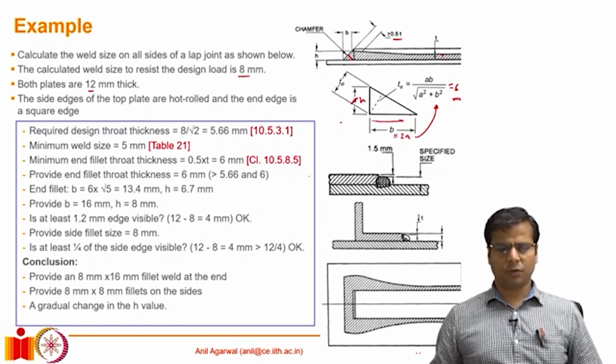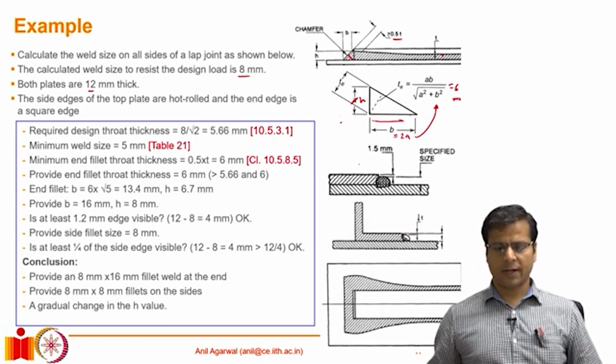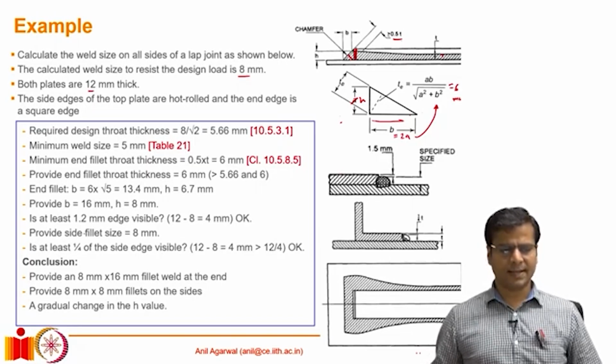Now we need to make sure that the other requirement, of the edge thickness being visible after the welding, is satisfied or not. At the square edge, that is this edge, the vertical dimension of the weld is 8 millimeter, the plate is 12 millimeter thick, therefore we have 4 millimeter unwelded surface which is visible outside the weld, and that is greater than 1.5 millimeters, therefore that requirement is satisfied.